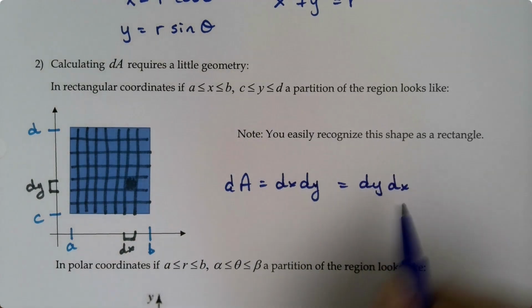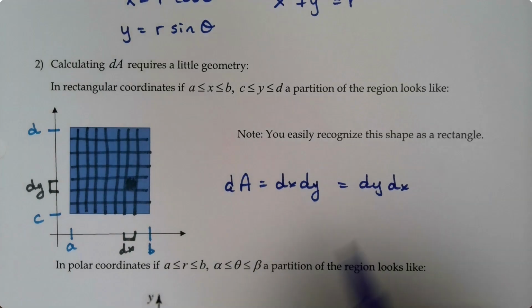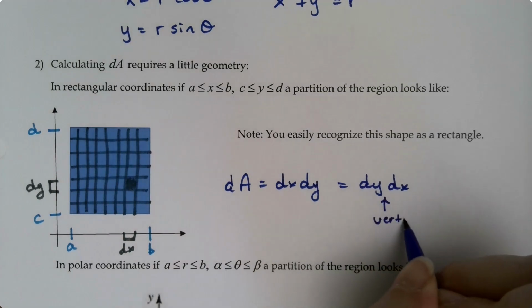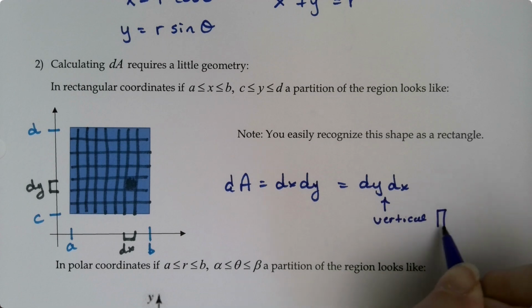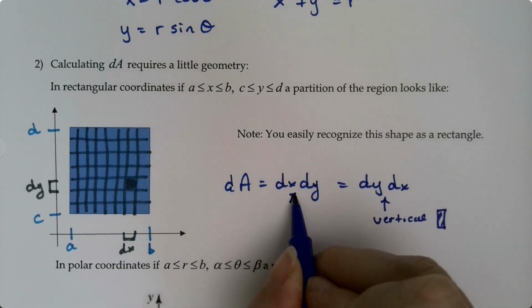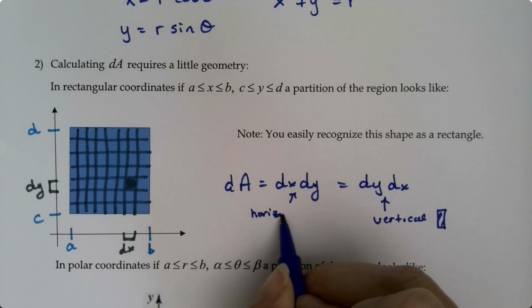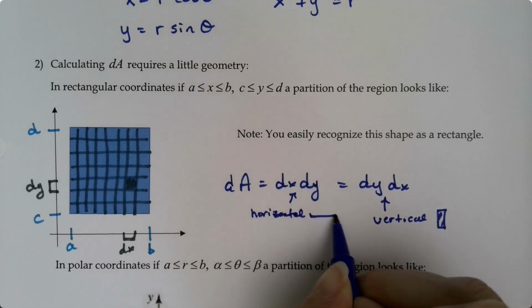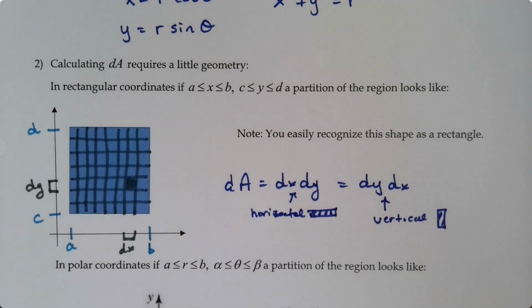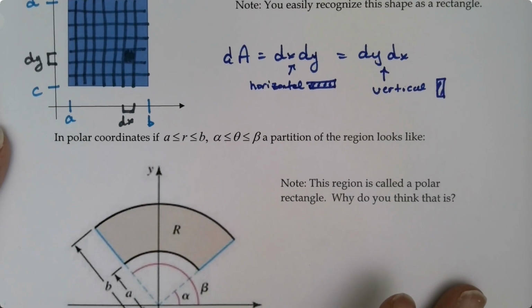Just a reminder, dy dx is vertical for the rectangle that you draw in the region, and dx dy is horizontal. It's just a review of that because everybody always forgets. Okay, now, but how would that grid change for polar coordinates?